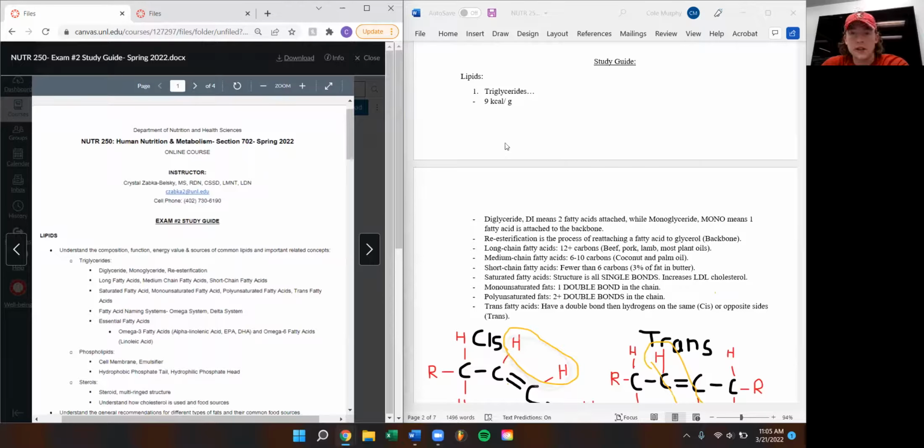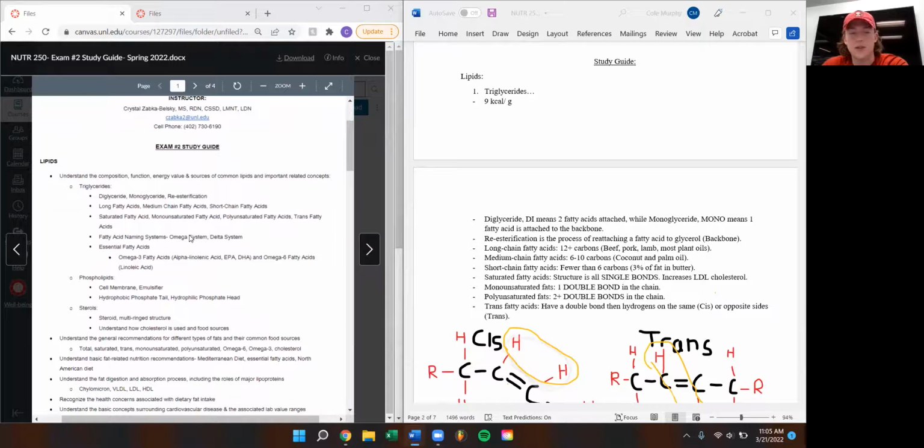Let's just get started. I took some notes about going through the study guide, what I think is going to be the most important points to know for studying this test. So starting off, we're going to be looking at the lipids. So understand the composition, function, energy value, and sources.